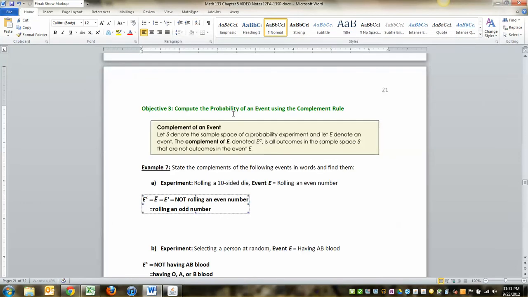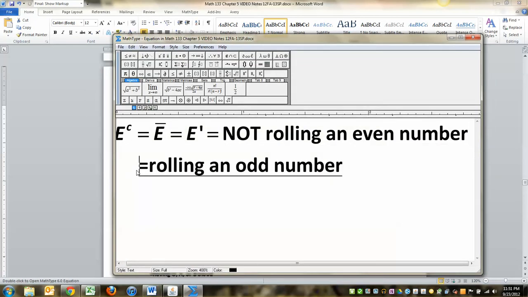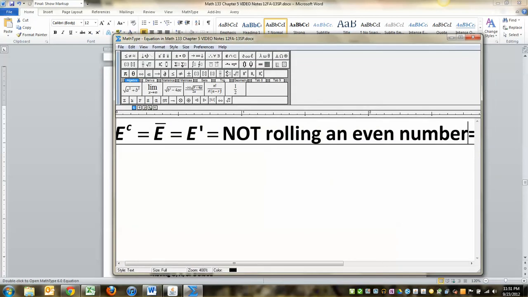Okay, so if you're rolling a 10-sided die, it could be any sided die, it doesn't really matter about the 10. And event E is rolling an even number, then the complement is not rolling an even number, which of course would be rolling an odd number, right? So if you're not rolling an even, you're rolling an odd.